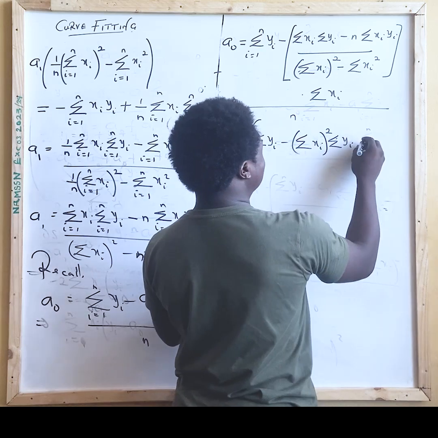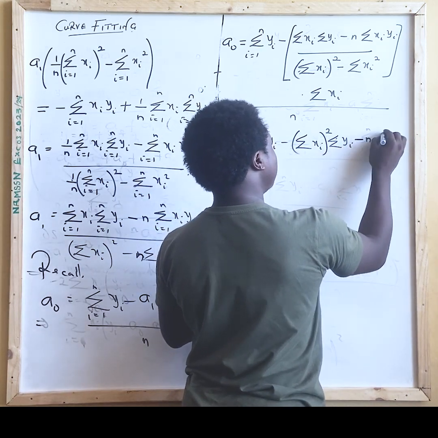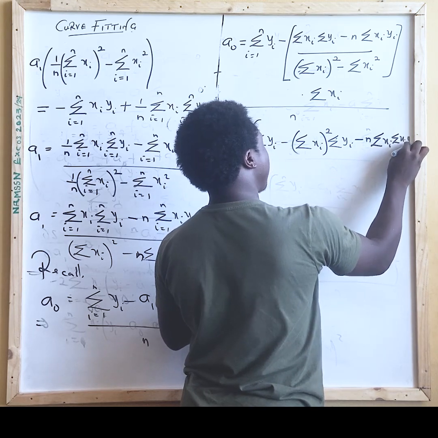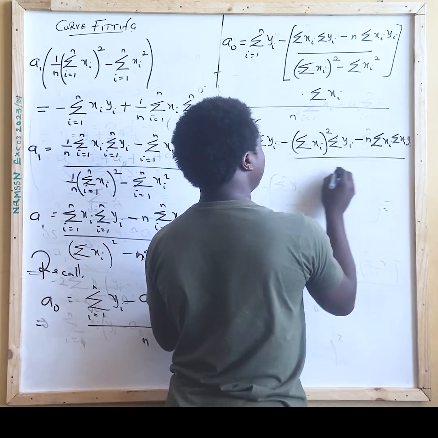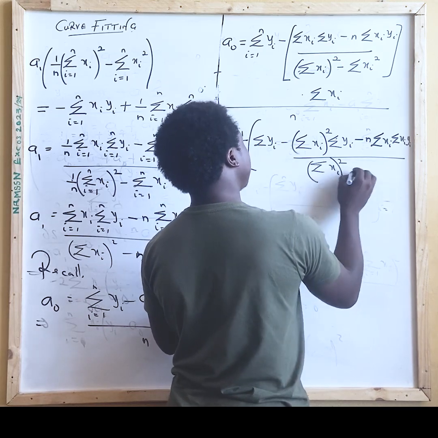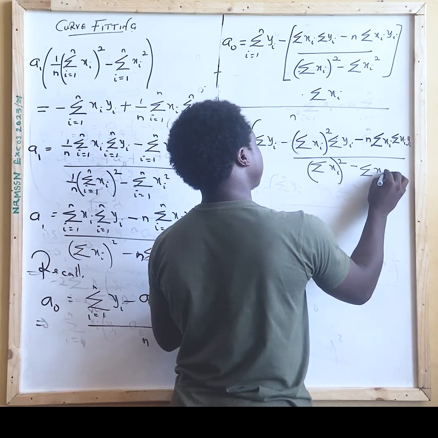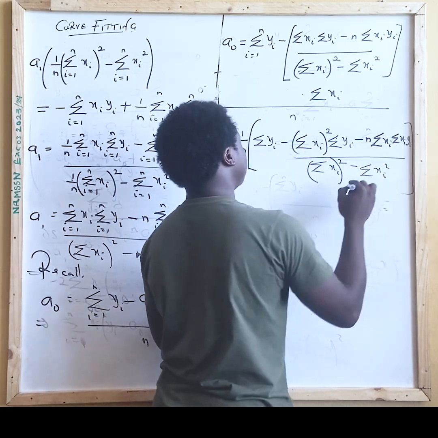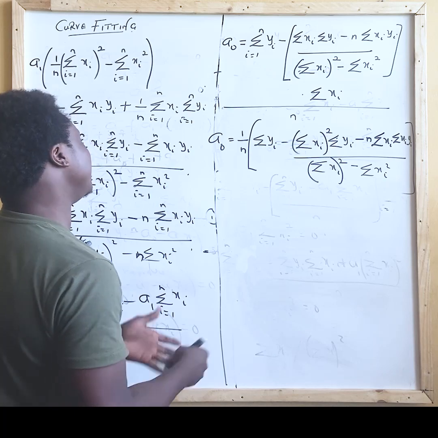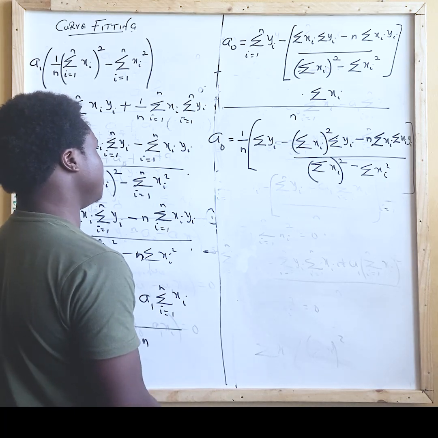In short, let me leave it as minus n summation xi summation xi yi over summation xi square in a bracket minus summation xi square. And we can close this part. Okay, so if this is clear, we can then get the LCM to see if it will make sense.